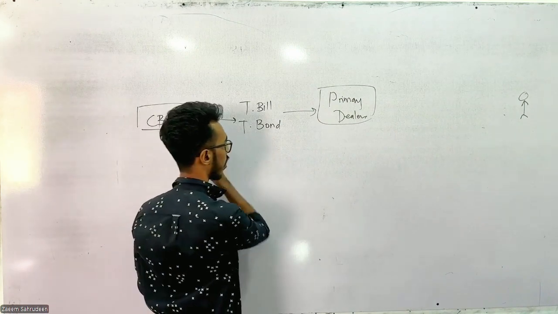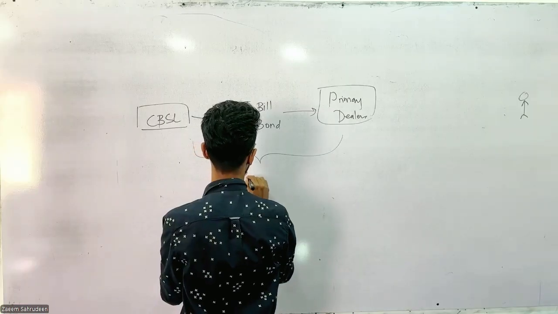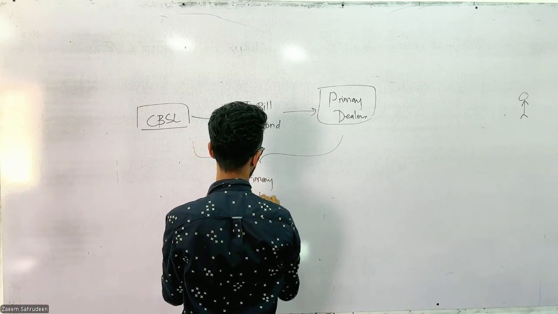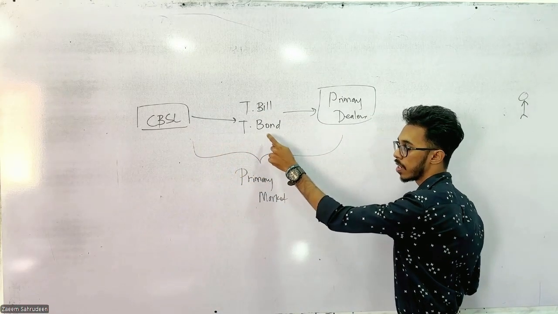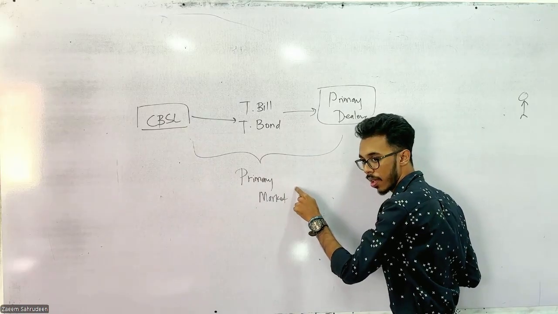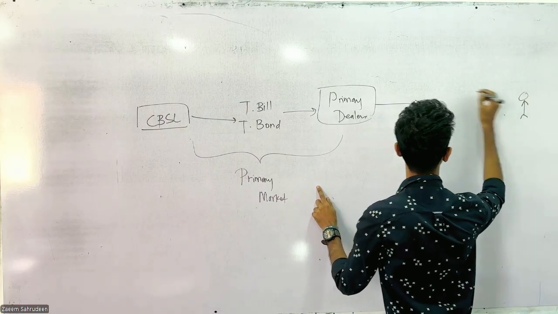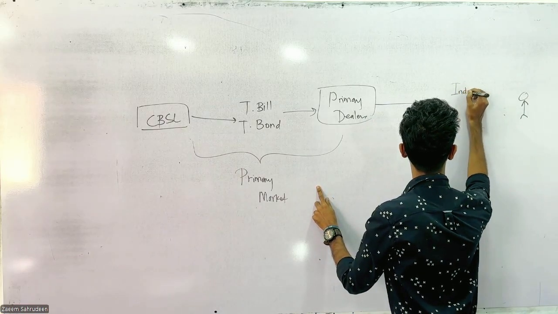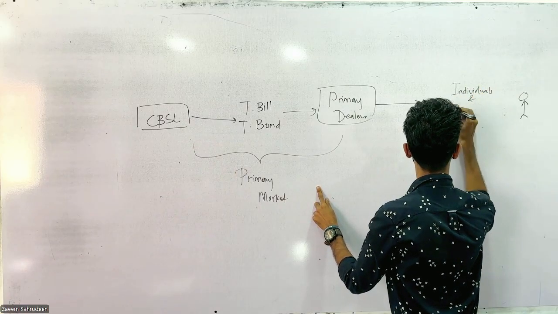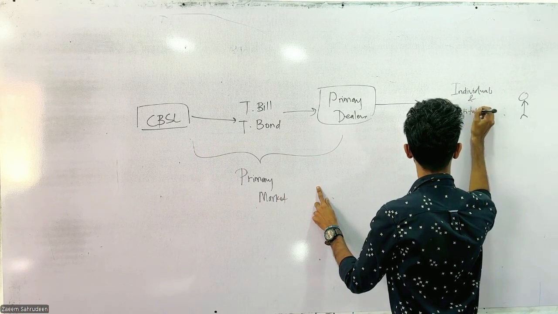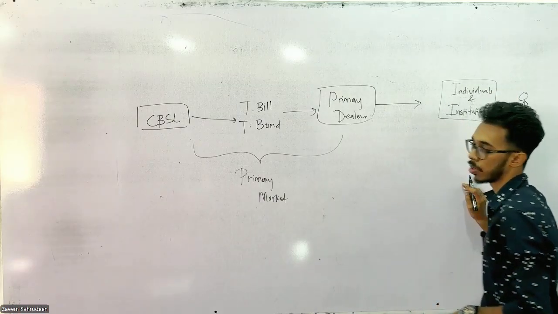This market you call the primary market. This is the first time the treasury bills and bonds are traded, so you call it the primary market. And then the primary dealers sell it to individuals or maybe institutions.